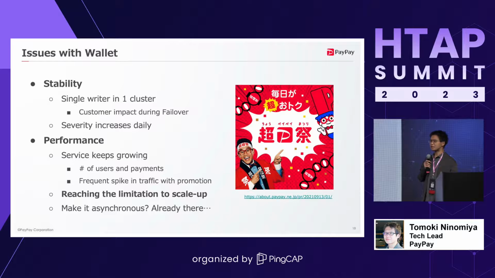Actually, we are able to support this traffic with scale-up of the Aurora cluster, but we are almost reaching the limitation of it. Another possible approach is to make the system process asynchronously. But to support our requirements, we are not able to do it for all processes. So we need to identify the solution.